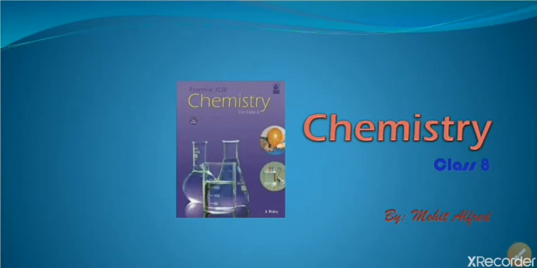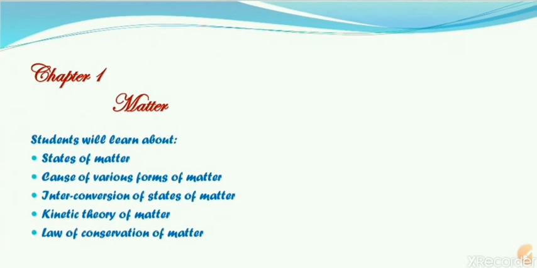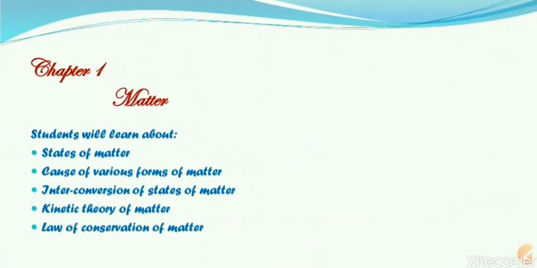This is part 2 of this online series. We are going through chapter number 1, matter. In the last class we discussed what matter is and the different states of matter, followed by the causes for the various forms or states of matter. We also learned the kinetic theory of matter, a very important theory if we are studying matter.